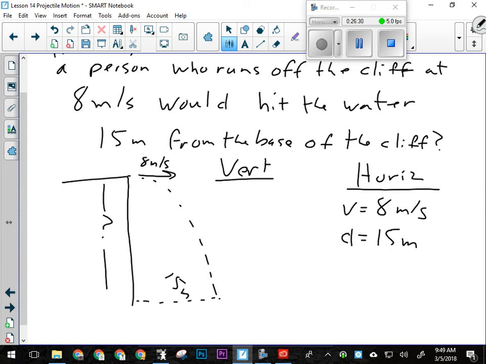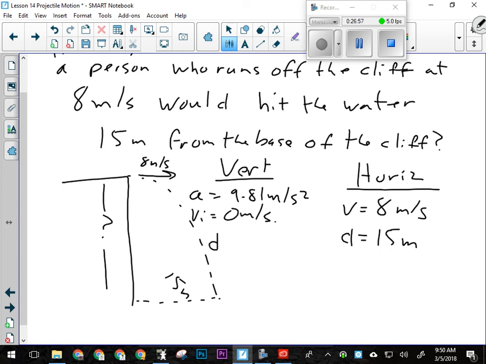Vertically speaking, I only know two things. What are they? I know the acceleration, and I'm just going to write that it's 9.81 meters per second squared. I don't need the negative here because everything is down in this question. And what else do I know vertically? If they run horizontally off the cliff, how fast are they going vertically at the beginning? 0. So I know VI is 0.